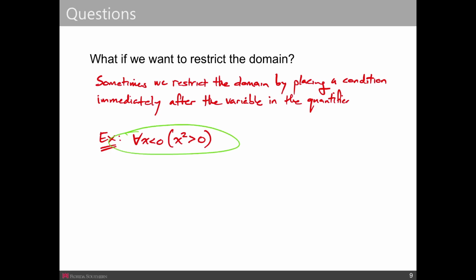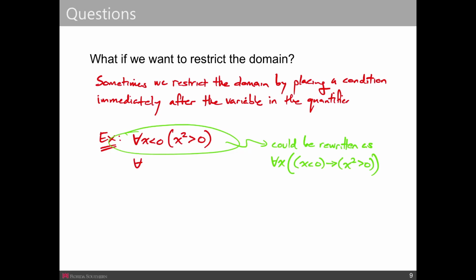What I want you to see is that this whole expression, we could rewrite that. We could write that as the normal universal quantifier operating on x such that if x is less than 0, then x squared is greater than 0. Notice how the restriction just moved to be a hypothesis of a conditional statement. Okay, make sure you understand why what's written in green is equivalent to the expression in red.